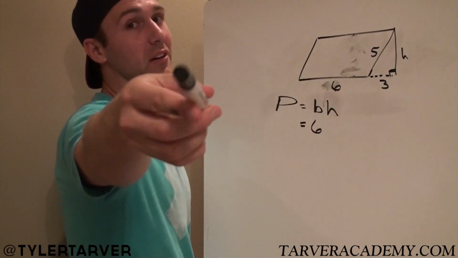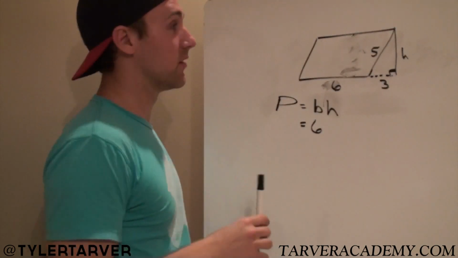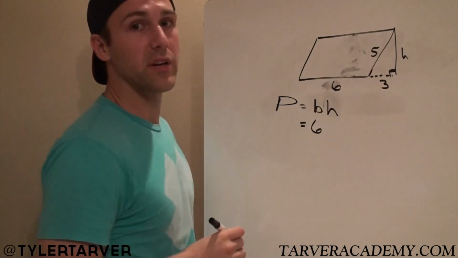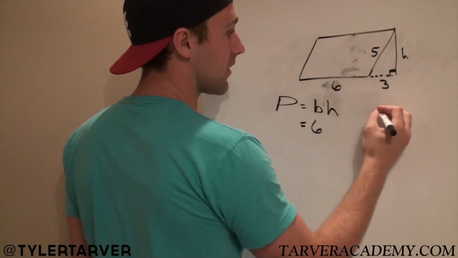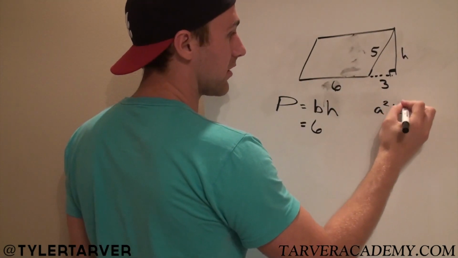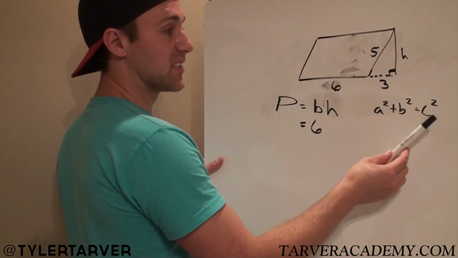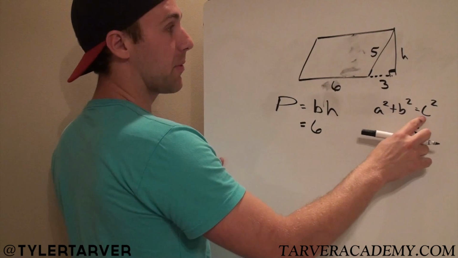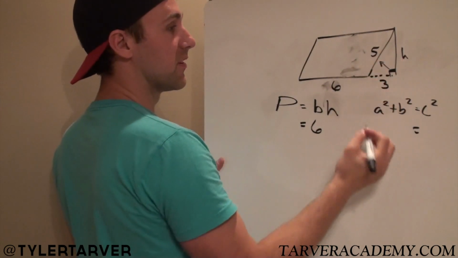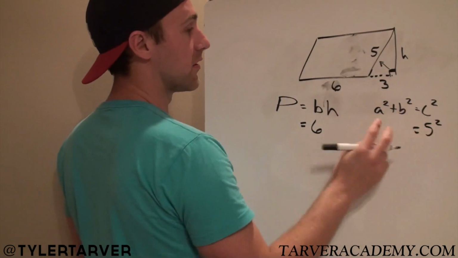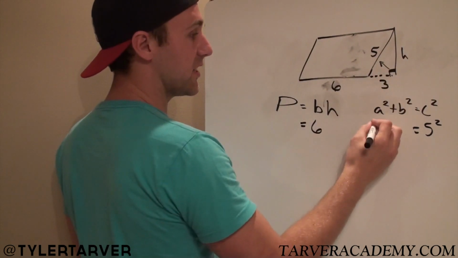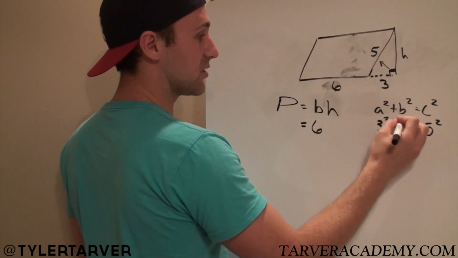I think Bill said it in the back of the class. I heard you, Bill. Okay? Pythagorean Theorem. A squared plus B squared equals C squared. Okay? Now, remember, C is the only one that's important. C is our hypotenuse. That's opposite the right angle. 5. So 5 squared. Then we've got 3 and h. So 3 squared plus h squared.